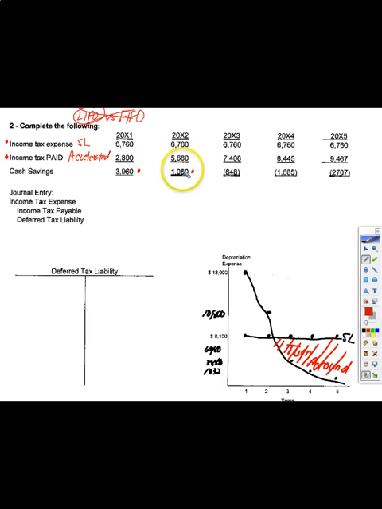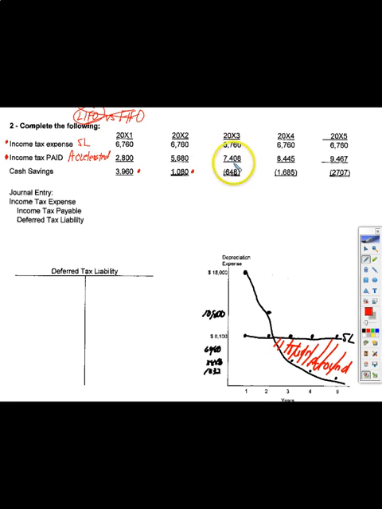So we can see there's tax savings, but then when we get down to these depreciation years, it turns around. Let's look at the first year. Here we have the accelerated depreciation expense. If we have a large expense, it will lower our income. Lower income means lower income taxes paid.